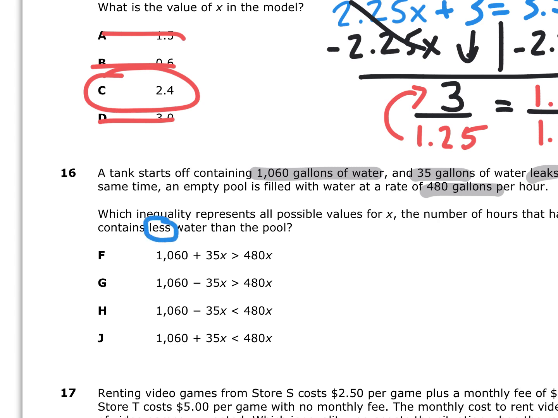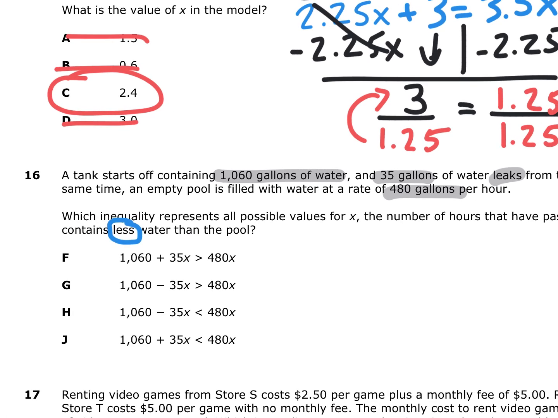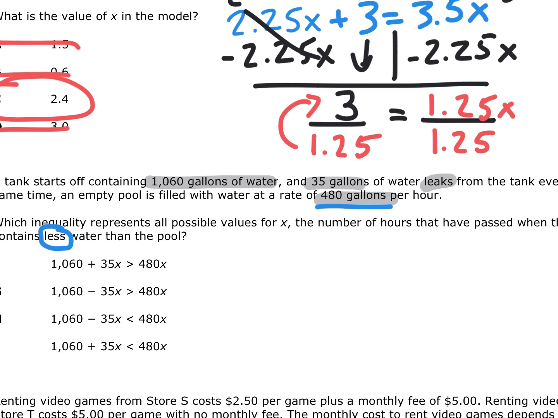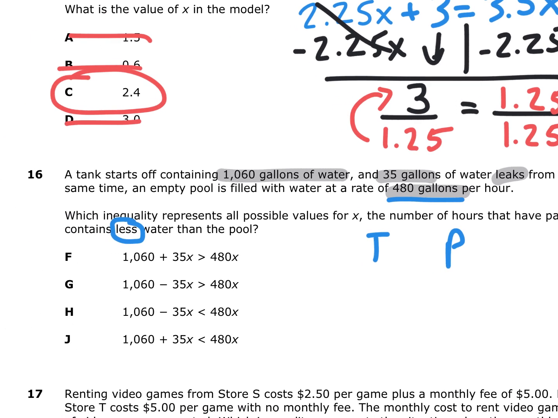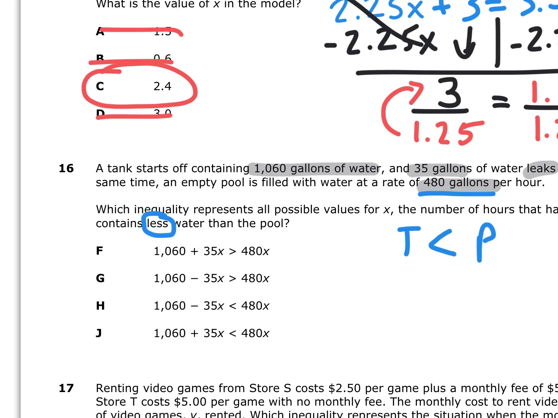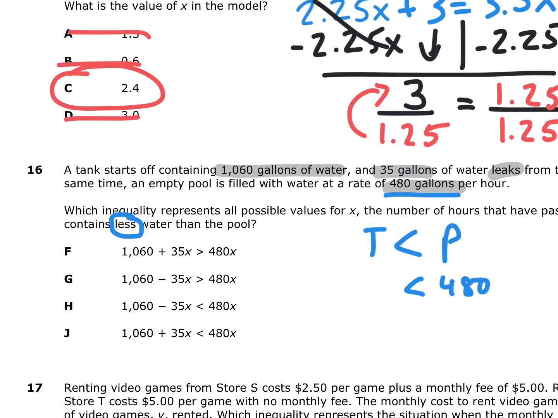than the pool? Okay, so which one is the pool? The one that has the 480. So we want to know when tank is what pool. Well, it says right here, contains less water. So when tank is less than pool. So 480 goes with the pool. So I want the 480 on this side of the greater than sign. And I'll just use x for the hours because that's what it says. And so I need something that looks like this.